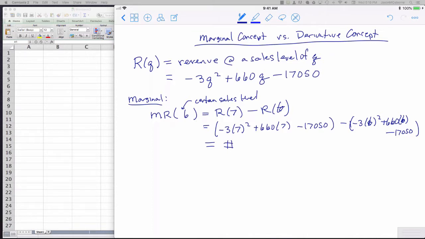Okay, the new idea in this section is that we will compute the marginal revenue for any value Q at any sales level. And that will allow us to find the marginal revenue at any value, not just the value of 6, but instead at any level.